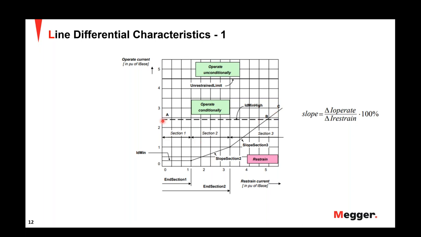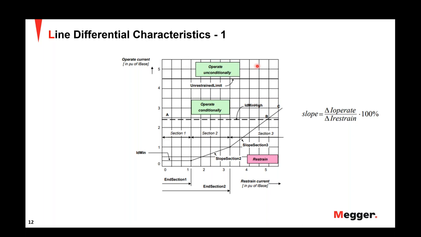You see that there is a second level of pickup here, which is defined as ID min high. It's a setting value that is usually used to temporarily decrease the sensitivity in situations where the line circuit is just energized, so that it is connected to the power system at one end. So this particular pickup level is temporarily increased when the line is being energized, which decreases the sensitivity of the protection, but they do it on a temporary basis, and then the setting is put back to the original minimum pickup value.